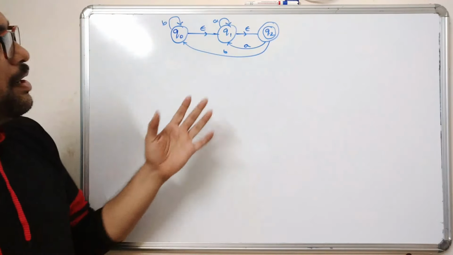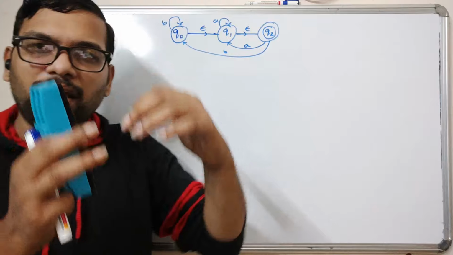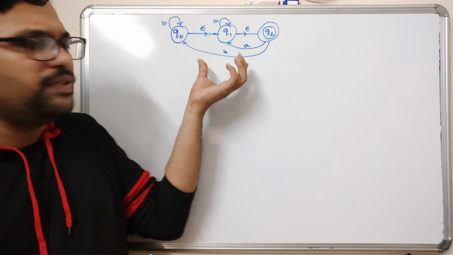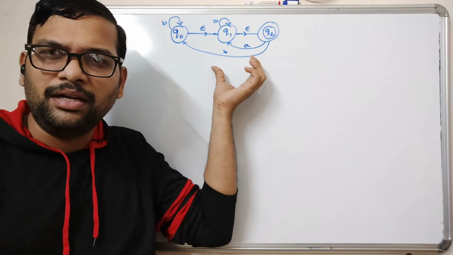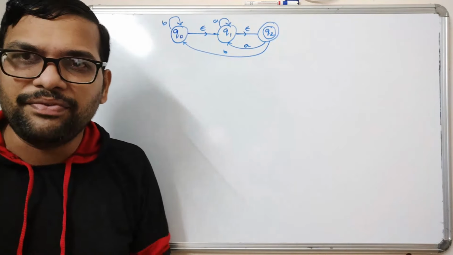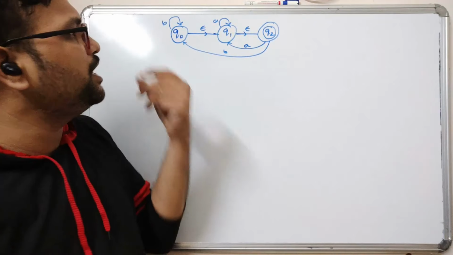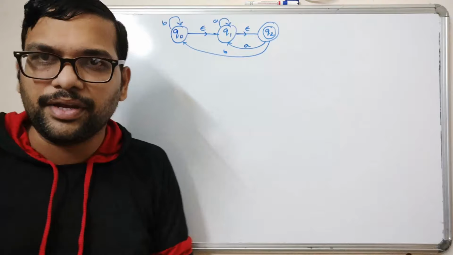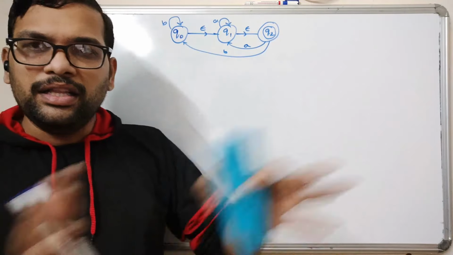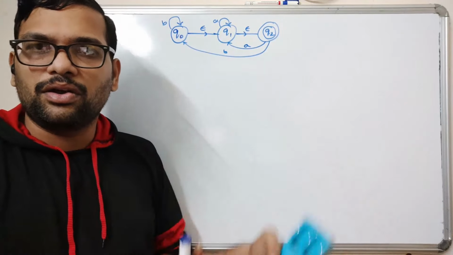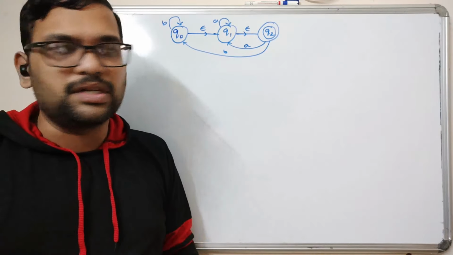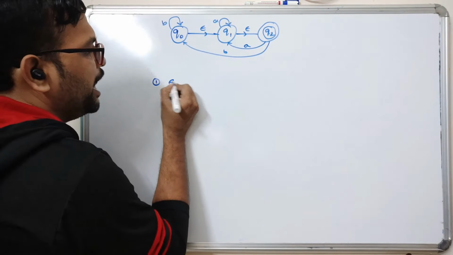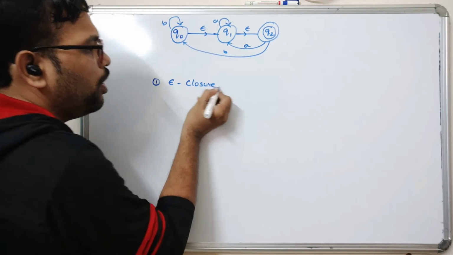And here we have to convert this NFA with epsilon to NFA without epsilon, because it is not feasible in the implementation part. So we need to convert this to a DFA. Before converting it to a DFA, first we need to convert this with epsilon to without epsilon, and then we have to convert it to a DFA. In the previous session we discussed the epsilon closures. So the first step is we need to find the epsilon closures for all the states.